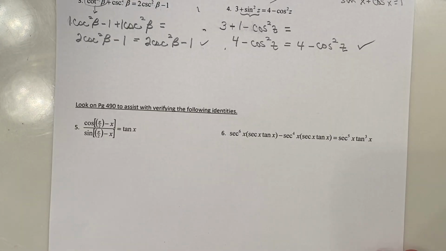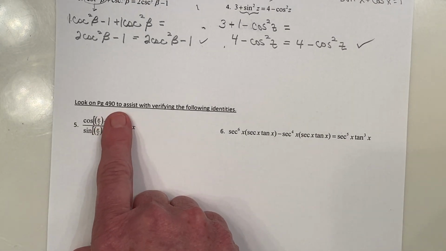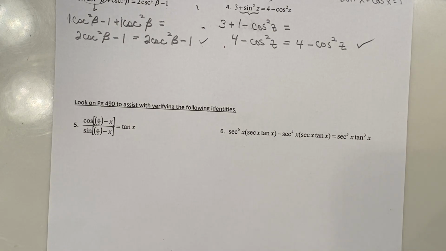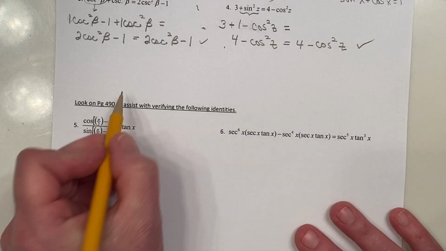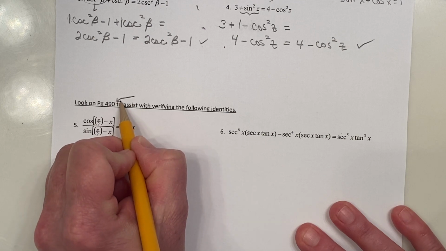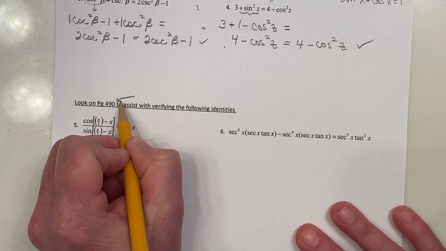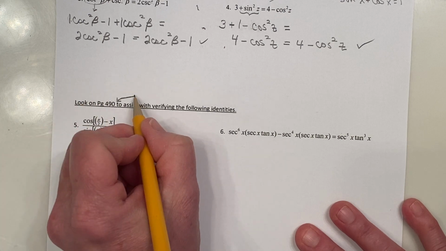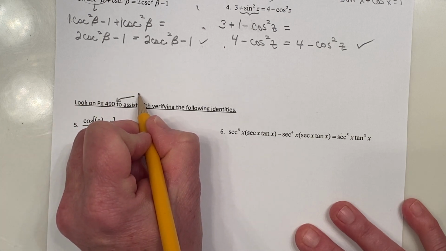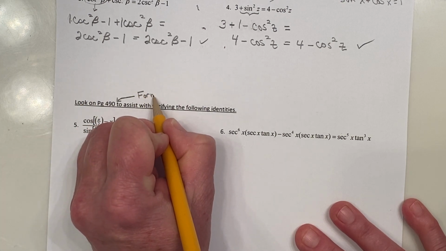Okay, for the last 2 examples, it says, look on page 490 to assist with verifying the following identities. I just put that there, but actually you can just use your formula sheet. On page 490, what you would be looking at is just a set of identities, but they're already present on your formula sheet. So I'm just going to put here, use formula sheet.